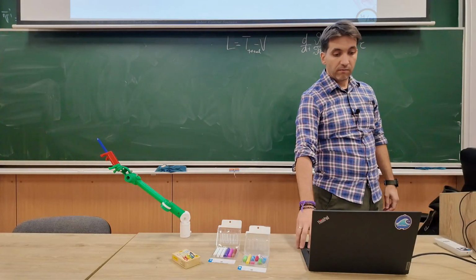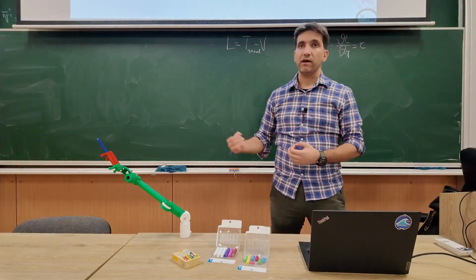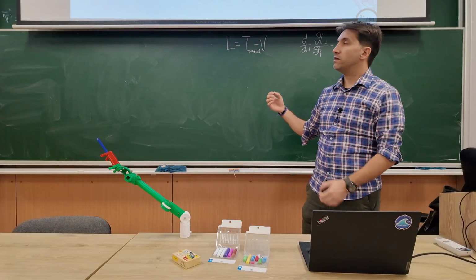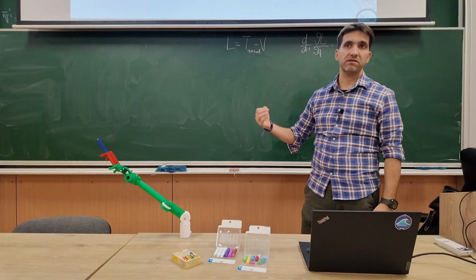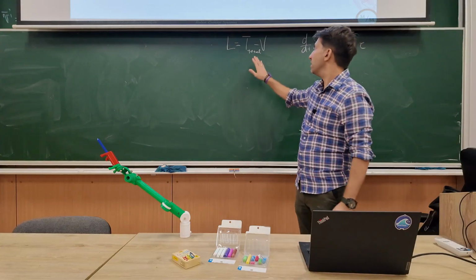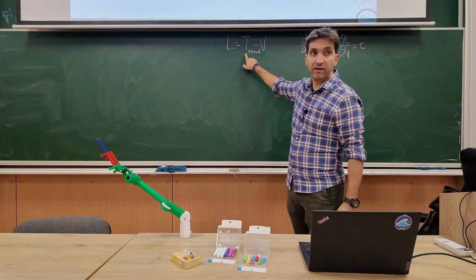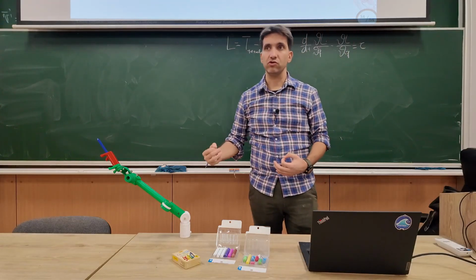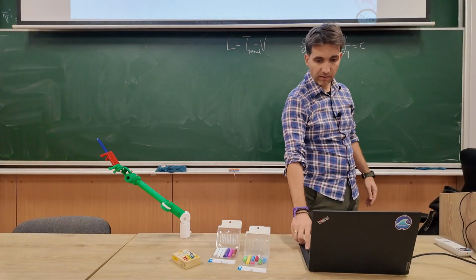So very important: when I calculate the Lagrangian of a robot system, I describe the Lagrangian as a function of its joint positions and joint velocities, which means the potential and kinetic energy have to be a function of joint positions and joint velocities.